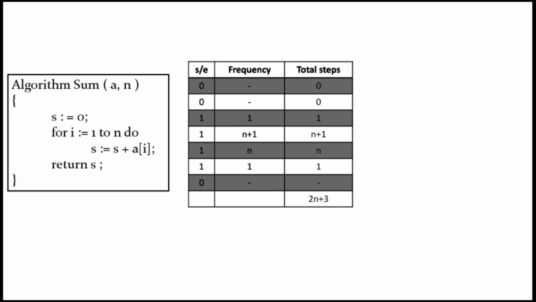So now we will add all the total steps. There are two n's, so we will add these two, n plus n, it will be 2n, and then the remaining three ones, 1 plus 1 plus 1, that is 3. So the total steps required will be 2n plus 3.